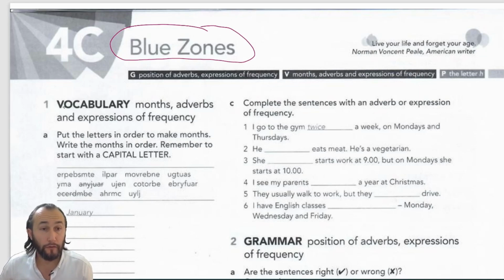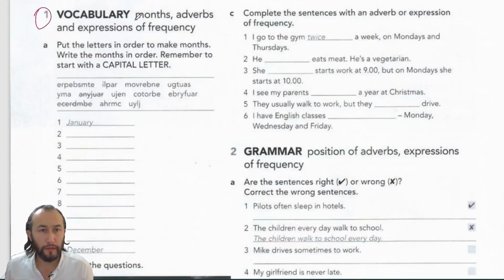Okay. Now, exercise 1. We're gonna start now. Vocabulary, months, adverbs, and expressions of frequency. So exercise A is asking us to put the letters in order to make months. Okay, so we've got here month names. And as you can see here, the letters are mixed up. So we need to put them in the right order and remember to start with a capital letter. Sure, let's get down to it.